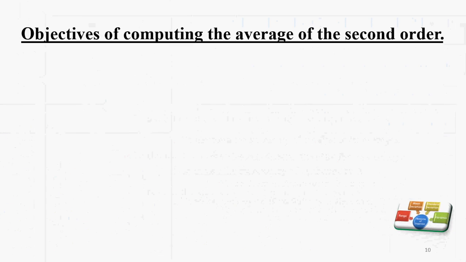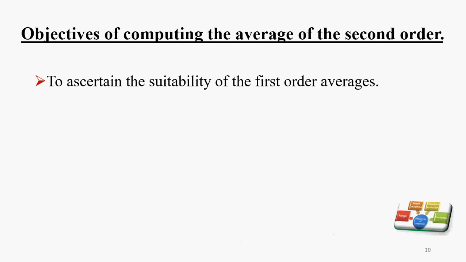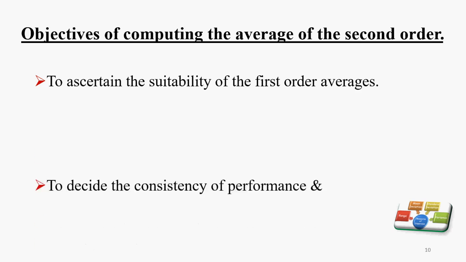Now let us see what are the objectives of calculating the average of the second order. Second order is nothing but our dispersion, right? So what is the objective? The main objective is to ascertain the suitability of the first order average. So whether the first order average, which is calculated from the mean, median and mode values, is suitable or not. So that is why we are calculating.